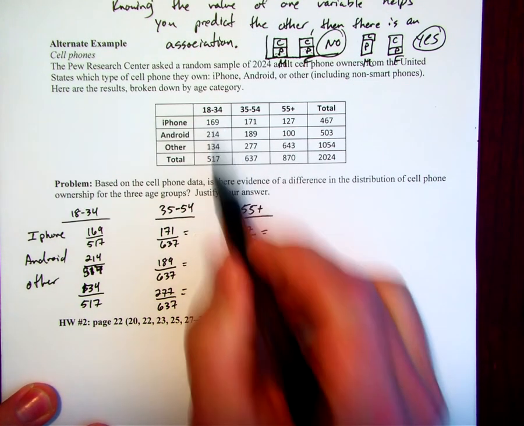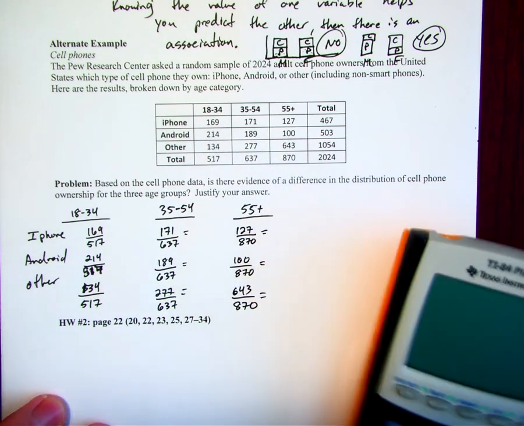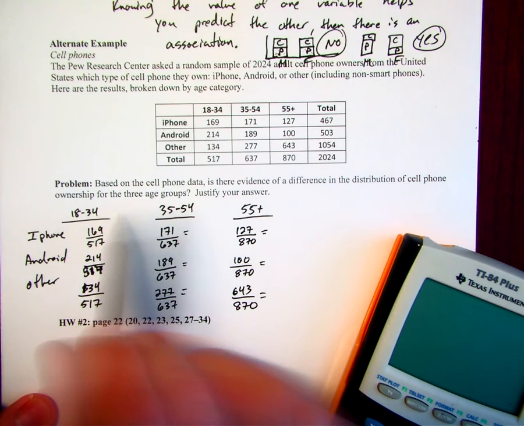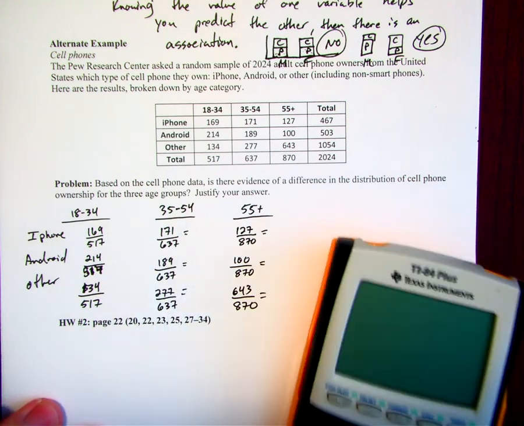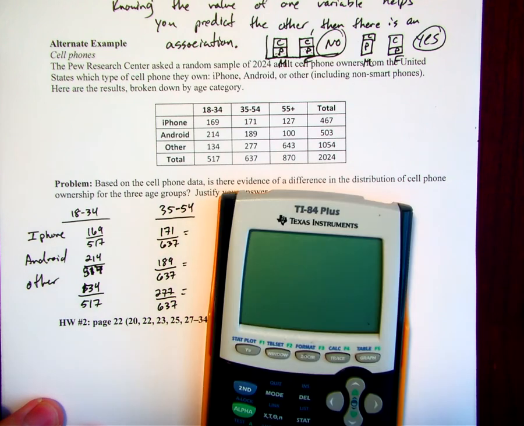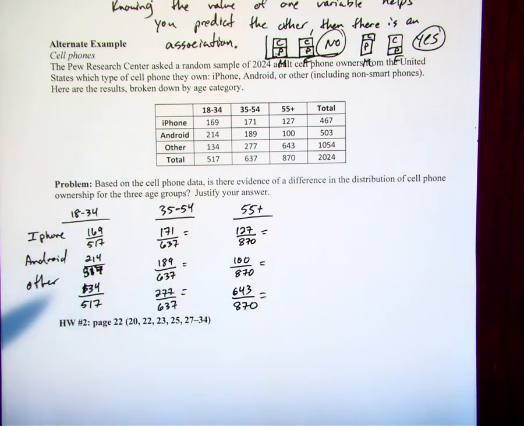All right, so we're doing this within each age category, doing the conditional distribution, even though they don't say conditional distribution, but that's what they're asking. Is there evidence of a difference in the distribution of ownership within the three age groups? So, real quick, I'll hammer these out with the calculator.